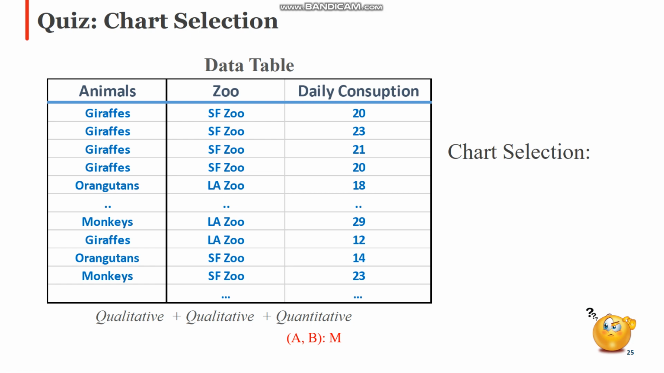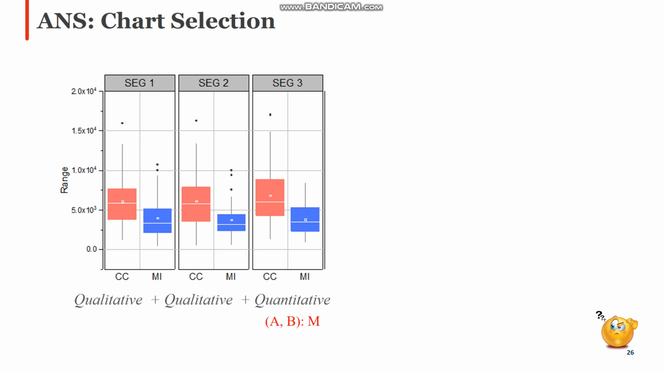We can have a variation of the box plot where for each pair value, the animal and the zoo, we can use the box plot to describe the daily consumption distribution. Somewhat like this. So you will create a visualization graph like this one. You have the hierarchy here, the main category and the subcategory. And within the main and the subcategory, you can describe the distribution using the box plot.